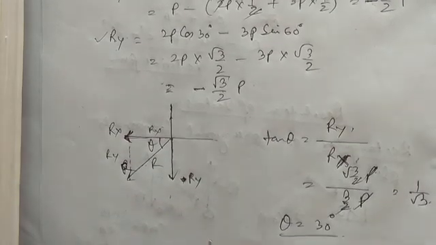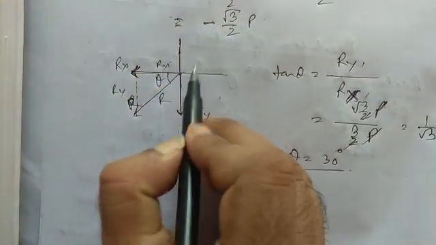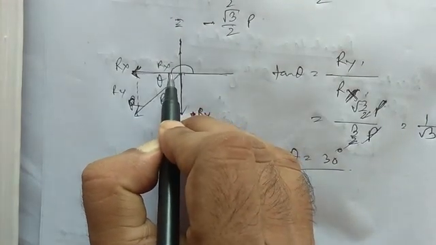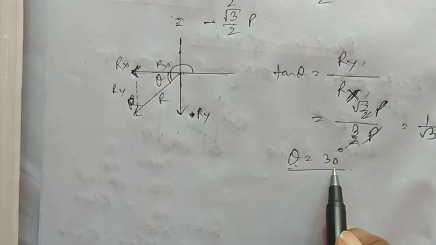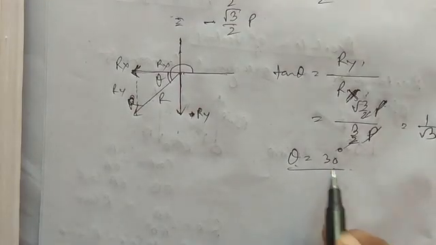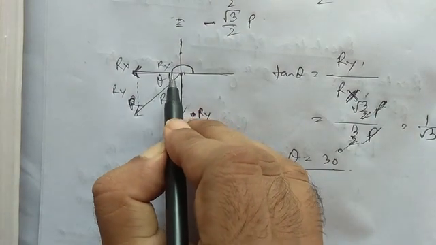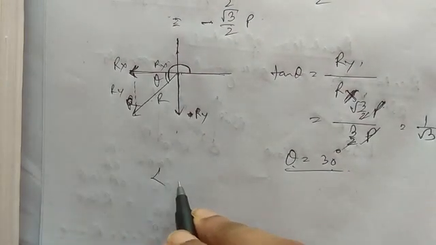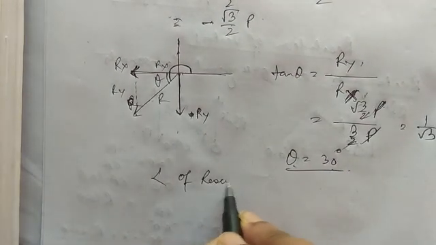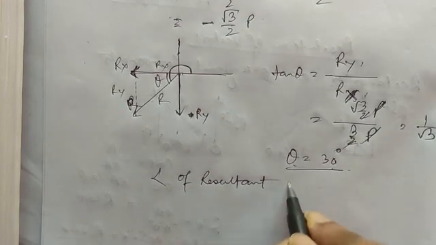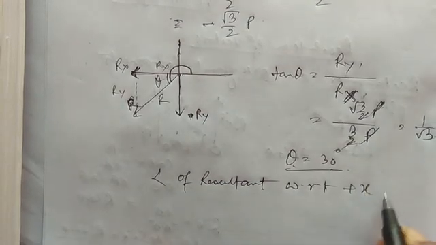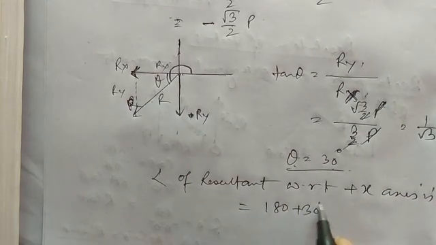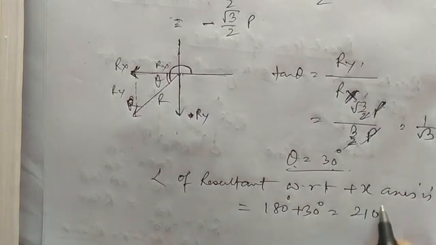Now we have to express the angle with respect to the positive x-axis. So with respect to the positive x-axis, it is 180 degrees plus 30 degrees, since the value of theta is 30 degrees. So the angle of the resultant with respect to the positive x-axis is 180 plus 30, which is equal to 210 degrees.